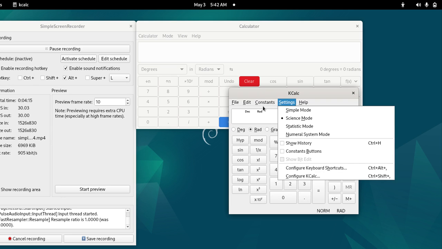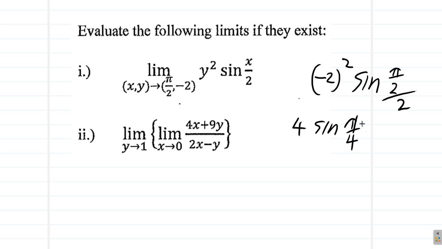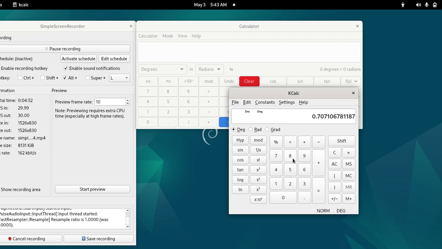So we have pi divided by 4 equal, and then sine gives 0.707 something. If I put it in degrees and put 180 over 4, I get 45, and sine gives you the same 0.707. But it's good to remember that 0.707 is the same as 1 over square root of 2. In fact, let's look at that.